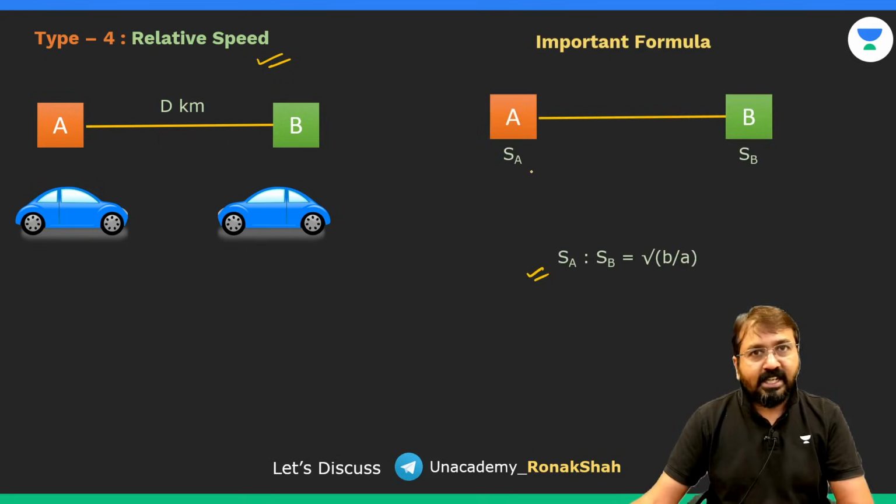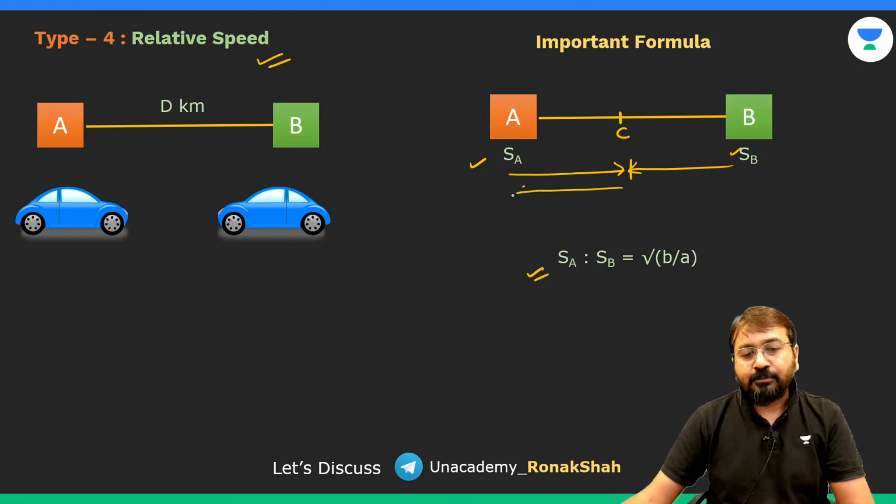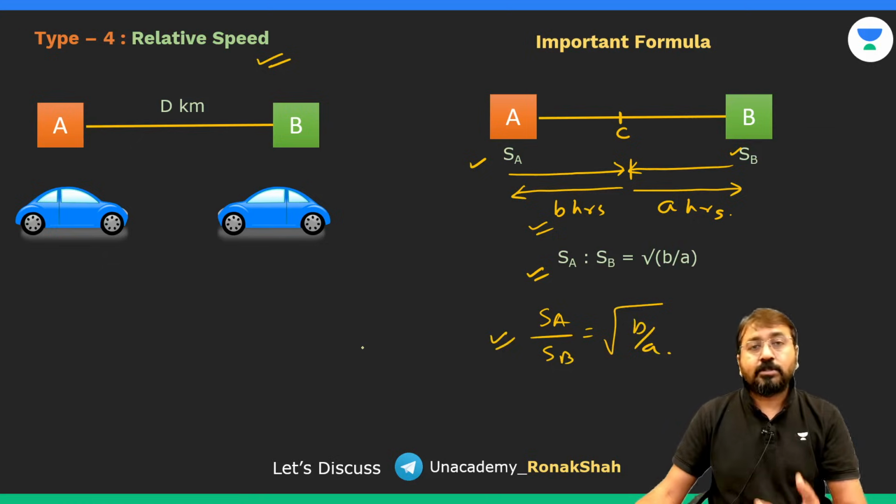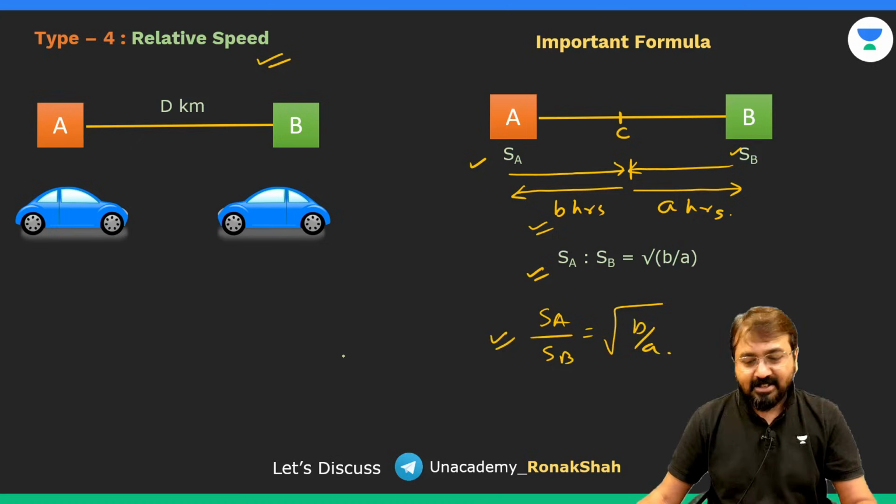So what does it indicate? Let's quickly understand. So two people A and B start towards each other at the same time, and they are traveling at speeds SA and SB. They meet somewhere at point say C, and after meeting, the person from B takes B hours to reach A, and the person from A takes A hours to reach B. So based on this data, you can find out the ratio of the speeds. So the ratio of speed, that is SA upon SB, will be equal to the square root of B by A. So just remember this formula, because questions have been asked based on this also, right?